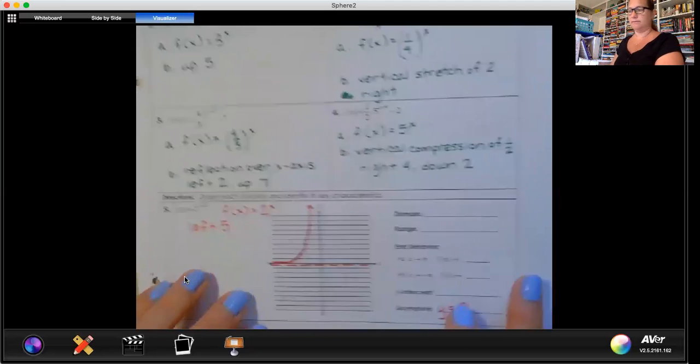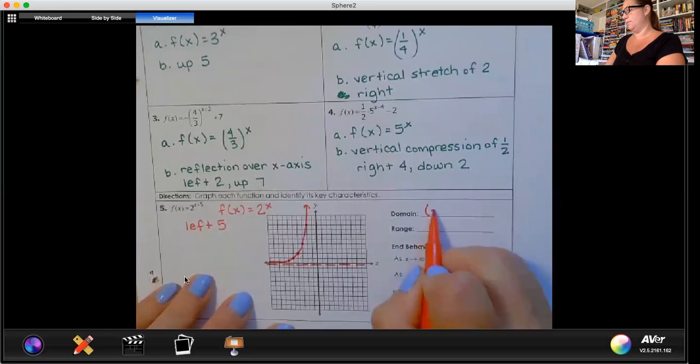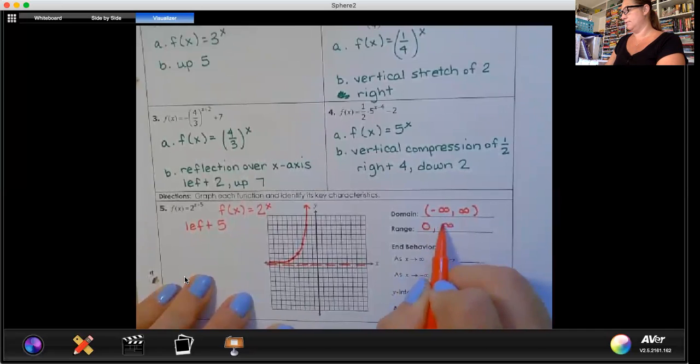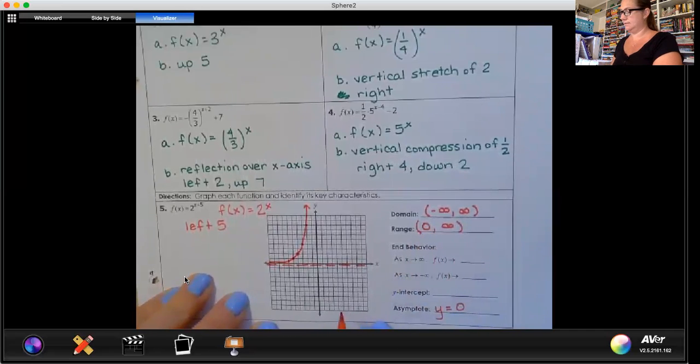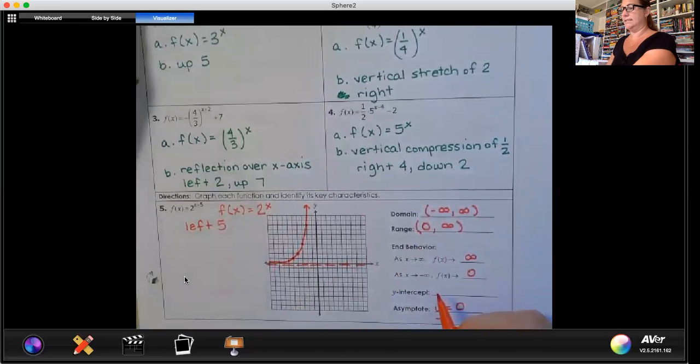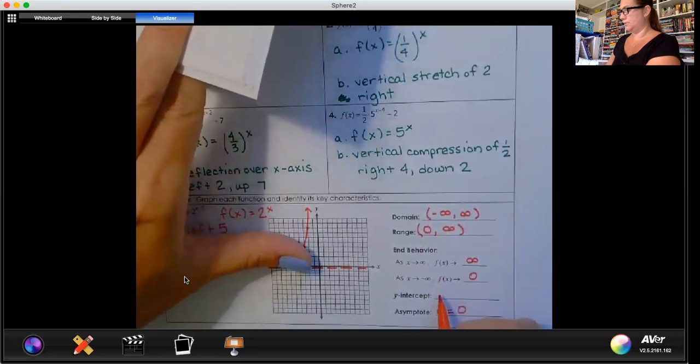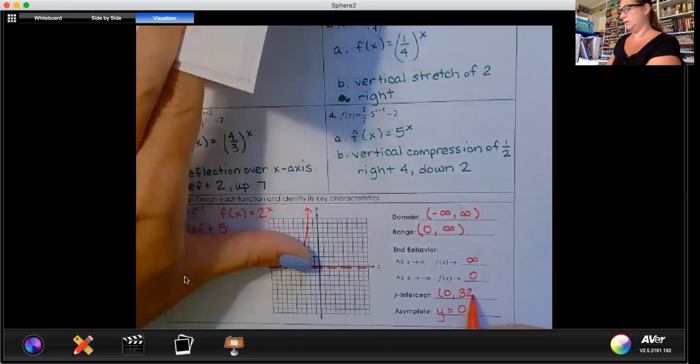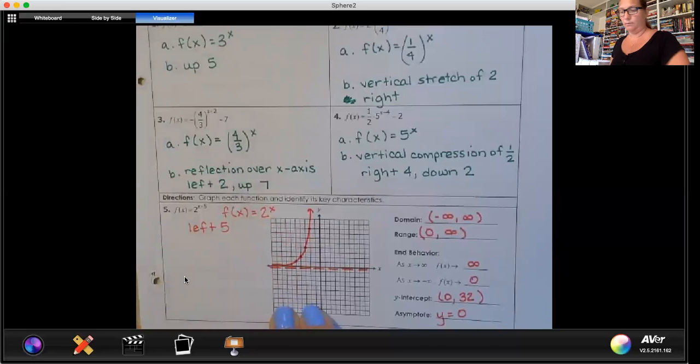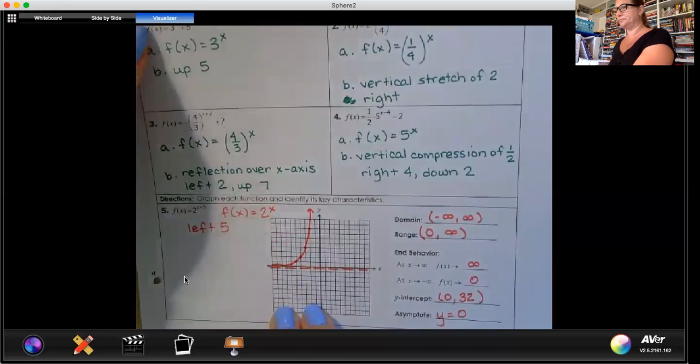So there's your graph. Your domain has no restriction. Your range is above the x-axis. As x approaches infinity, f of x approaches infinity, and as x approaches negative infinity, f of x approaches 0. Your y-intercept is 0, 32. Look in your table. When x is 0, what is y? That's going to be your y-intercept.